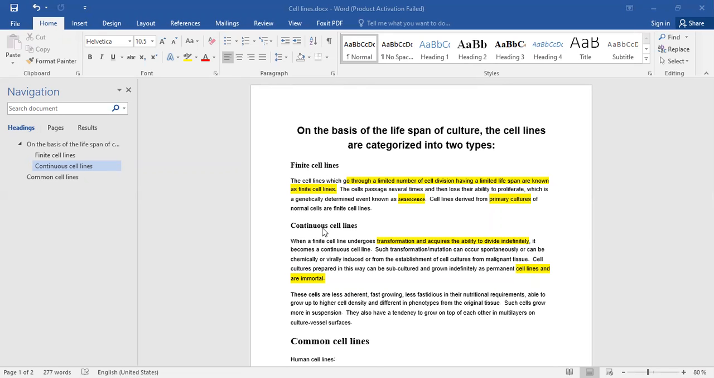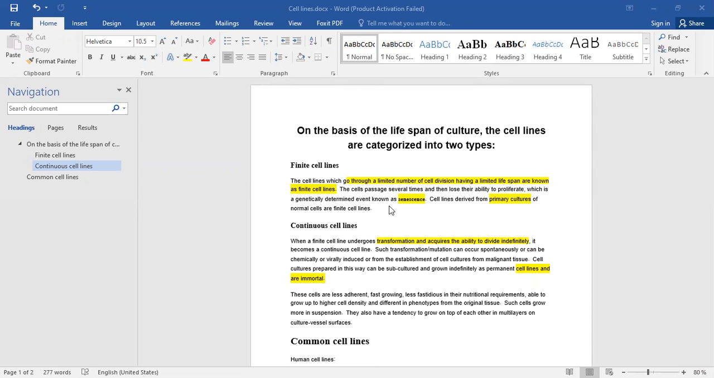The continuous cell lines. What are the continuous cell lines? Continuous cell lines are different from the finite cell lines. As we know, these finite cells can grow and divide for a limited period of time. These continuous cell lines are different. They have the ability to divide indefinitely. These continuous cell lines will divide indefinitely, so there is no limitation.